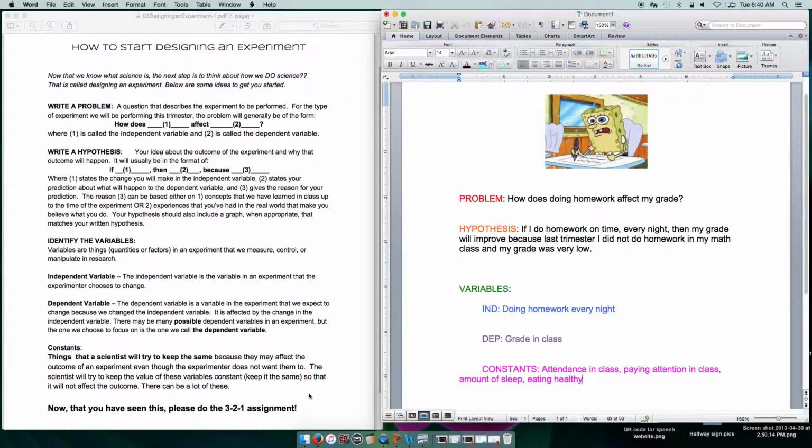So what I want you to do now is I want you to just process this idea a little bit, and I want you to do the 3-2-1 assignment, which you can find on your Schoology account.